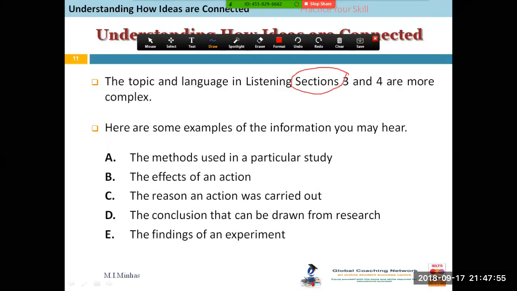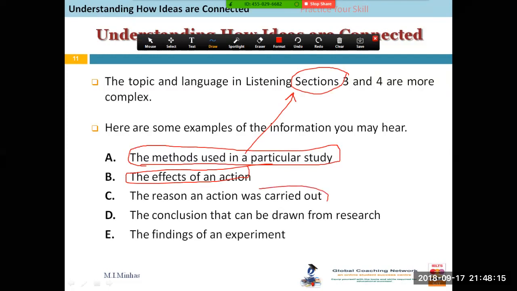There may be the methods used in a particular study. Some students would be talking about the methods for a particular study. This generally comes in section 3. The effects of an action, then the reason an action was carried out, like in this particular recording that we just listened to, it was the reason why he became a paleontologist.